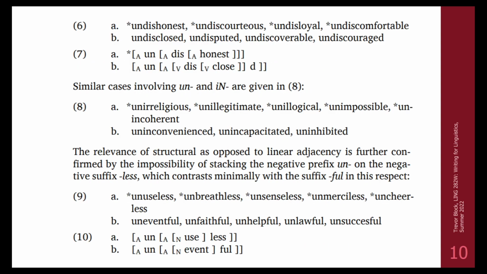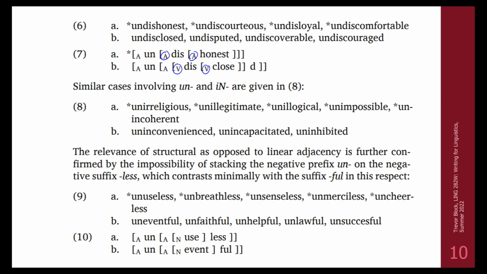I continue with taking examples just out of the paper in order. So they give some other examples at 6, undishonest, undiscourteous, undisloyal. Those don't work. But then they show ones that do work, like undisclosed, undisputed. And they basically say here that these are actually slightly different. So disclosed is a verb, so the adjective un can attach, but with dishonest, dishonest is an adjective, so un can not attach. So that's sort of the difference there.